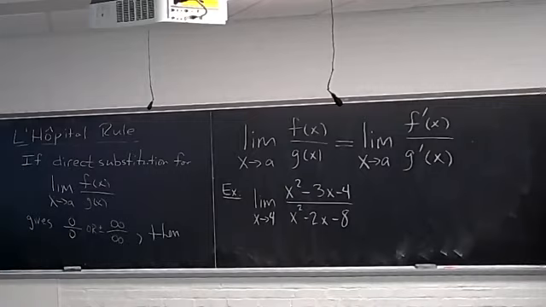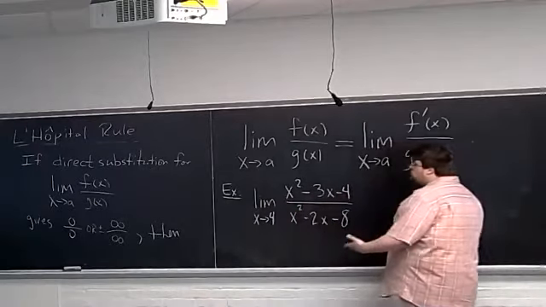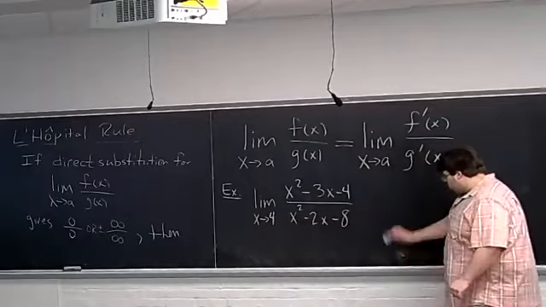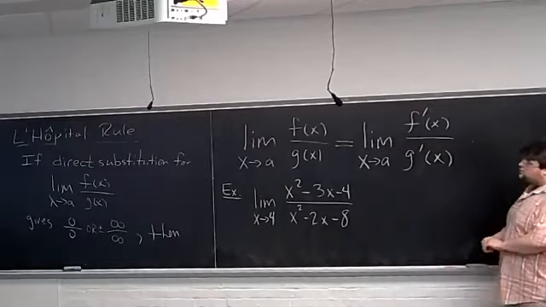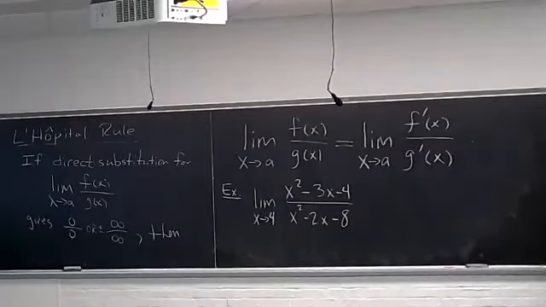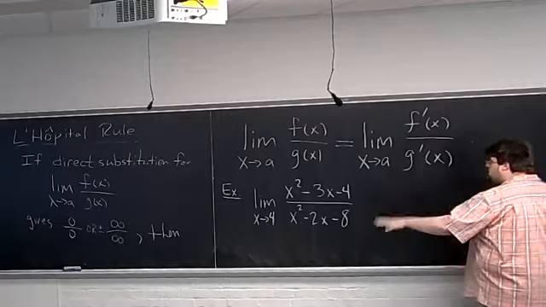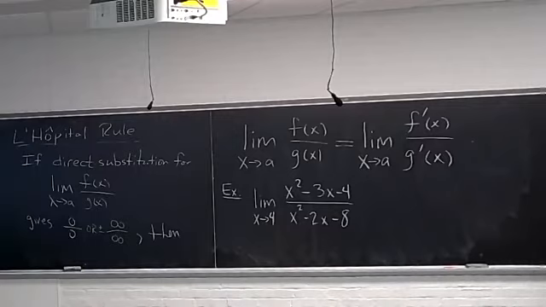Now, our first observation is, does substitution work? If you do this substitution and get an actual number, then you're done. None of these examples today will that argument apply to. But what happens when you substitute? You get 16 minus 12 minus 4, 0, over 16 minus 8 minus 8, 0. So you get a 0 over 0.